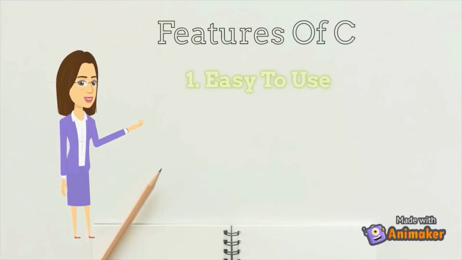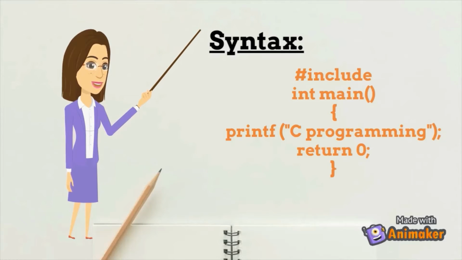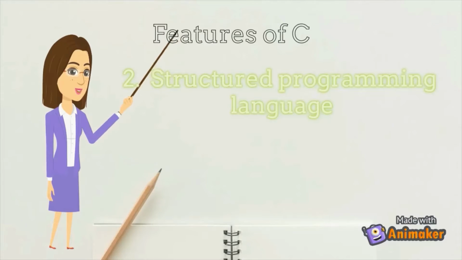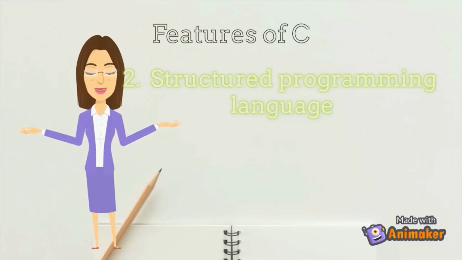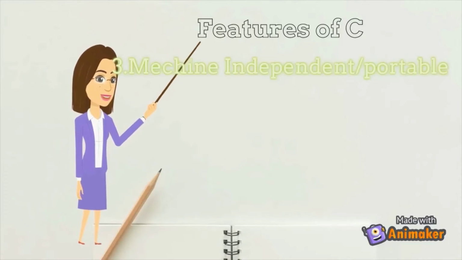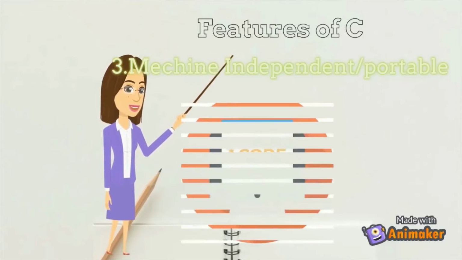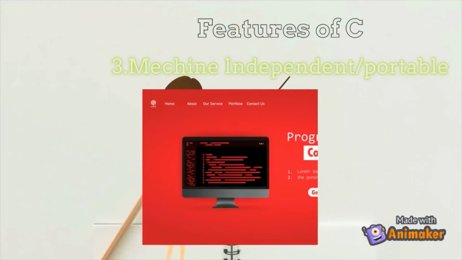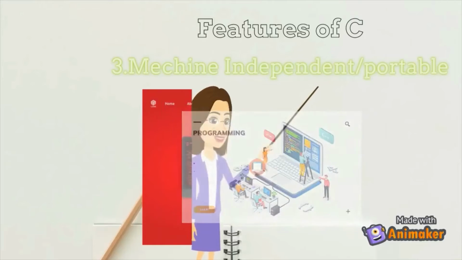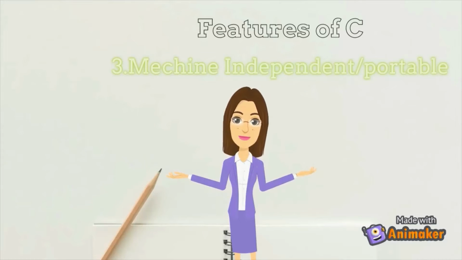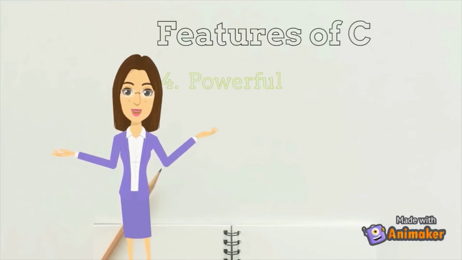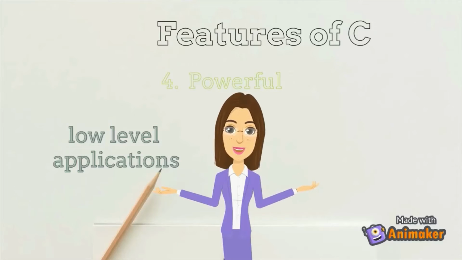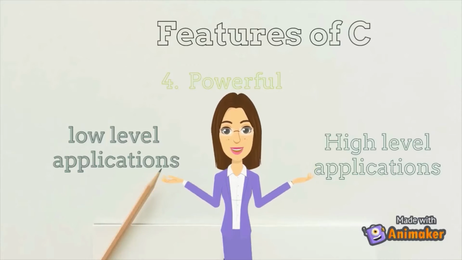First one, it is very easy to use because it has simple syntax and only 32 keywords in it. Second, C is structured programming language because to solve large problems. Third one, C is machine independent or portable. If you write a C code in your machine, it will run on any machine which supports C because it is not tied to any hardware. So we can call it as hardware independent language. C is one of the most powerful modern programming language. So we can develop low-level applications and high-level applications using C language.